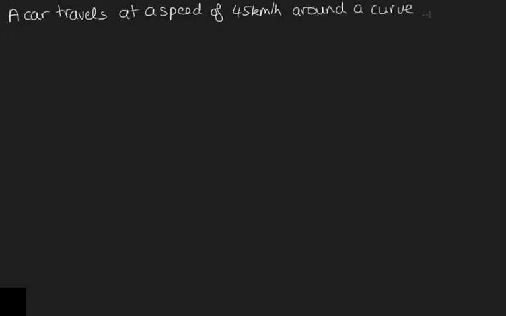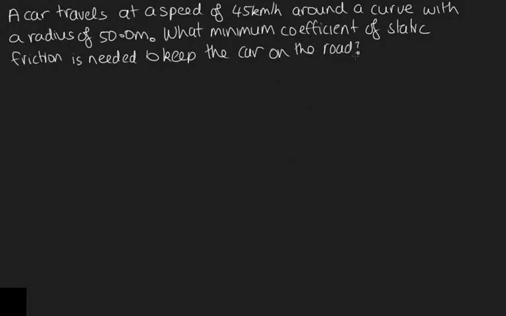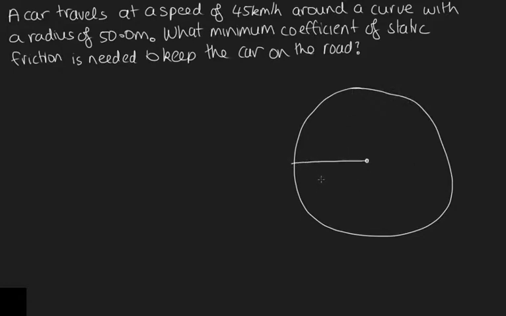So let's solve a problem. The question is, a car travels at a speed of 45 kilometers per hour around a curve with a radius of 50.0 meters. What minimum coefficient of static friction is needed to keep the car on the road? Okay, so let's start by drawing a diagram. We've got a circular path like this. It's got a radius of 50 meters.